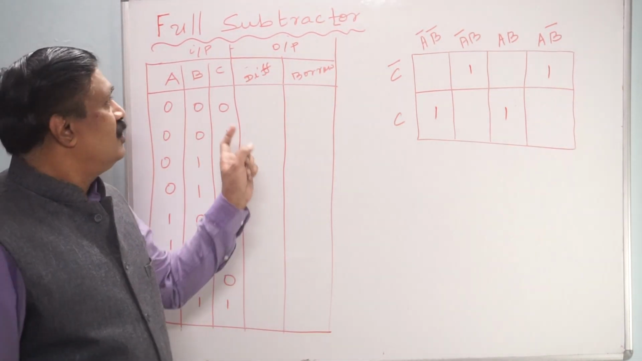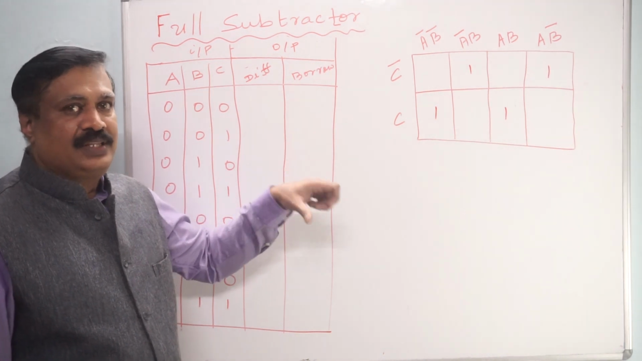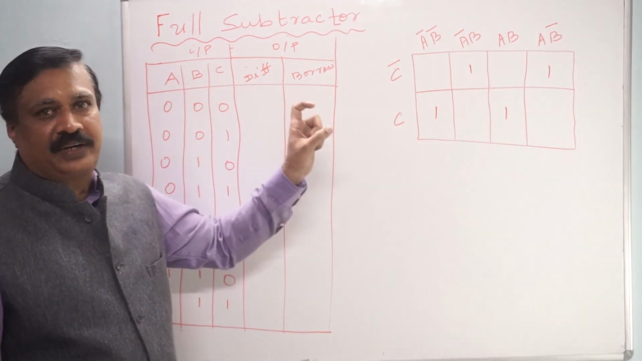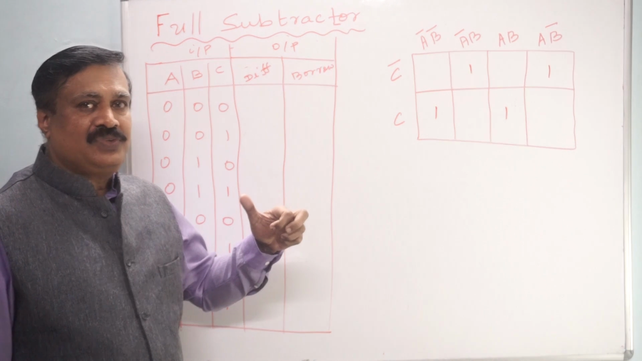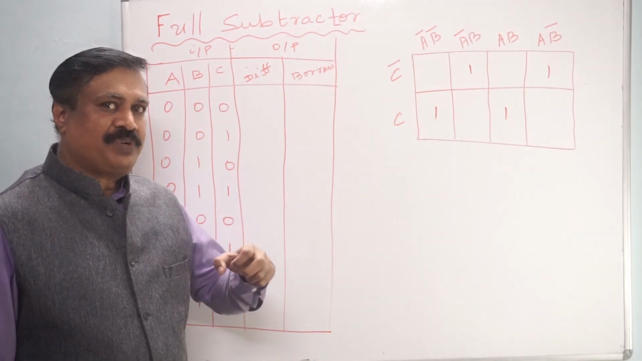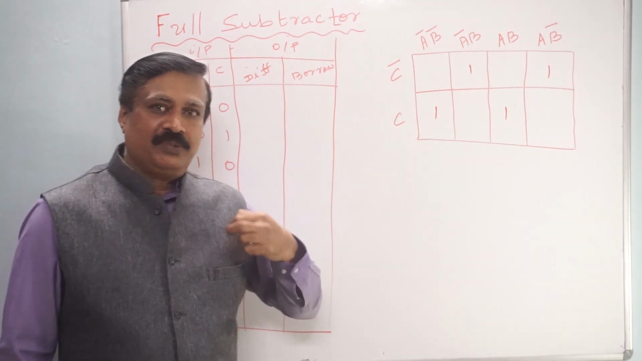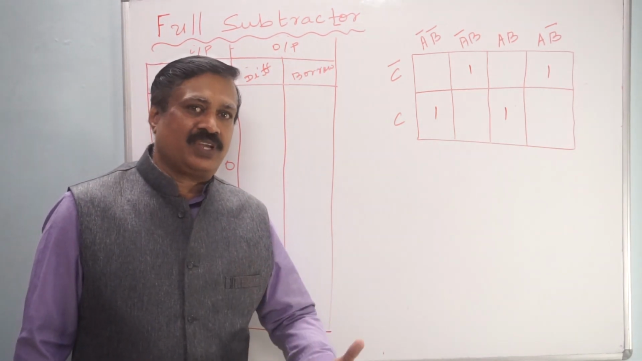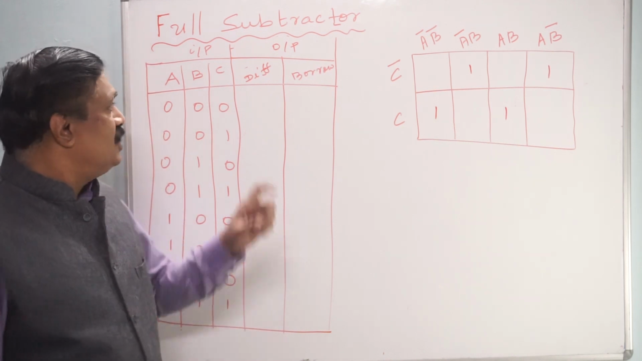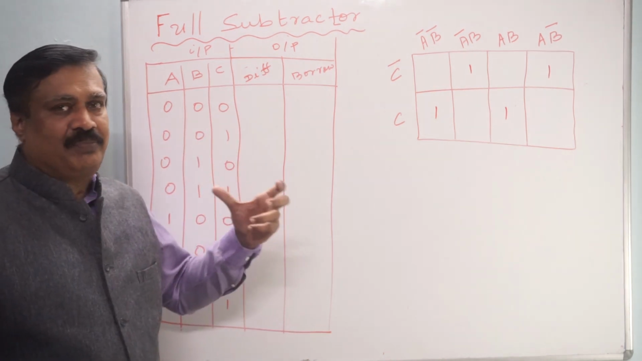Last class we have seen half subtractor. In this class we are going to see full subtractor. Half subtractor means it is a digital circuit which subtracts 2 bits. Full subtractor means it is a digital arithmetic circuit which subtracts 3 bits at a time.